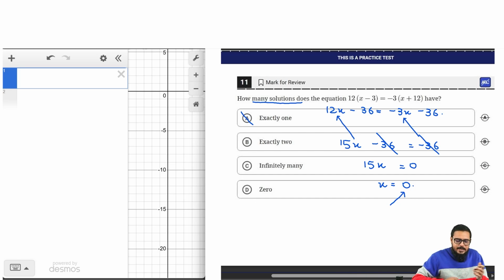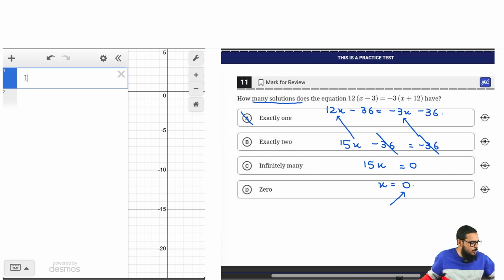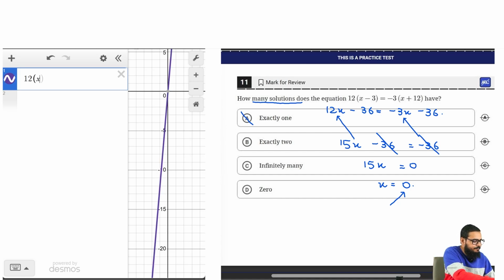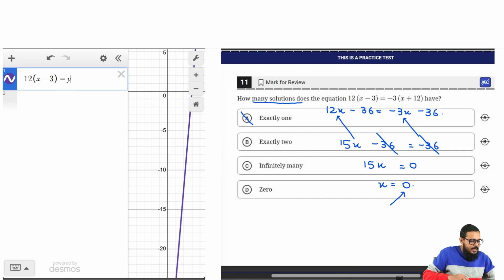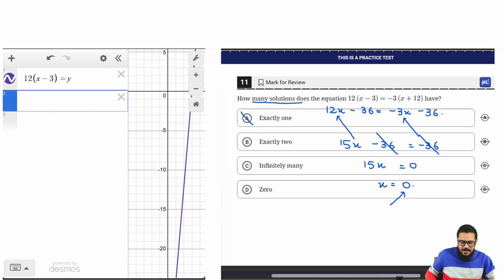But if you want to understand this question in Desmos, let's take these two sides as two different equations. For example, I can go with the first one, 12 times x minus 3, and I'm going to name this as y. And the second one, the right hand side, that's my second y. So y equals minus 3 times x plus 12. Let's see how many intersection points these two graphs have.